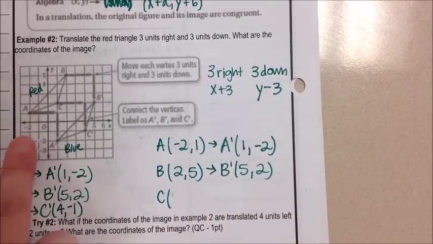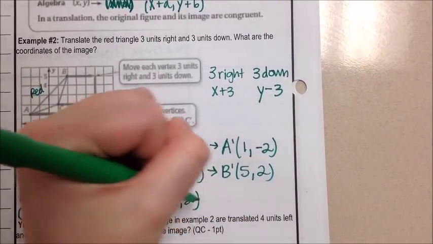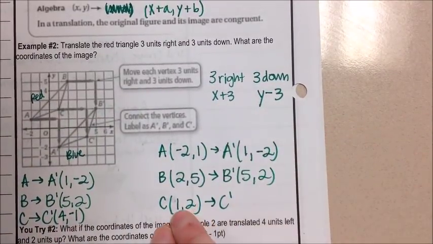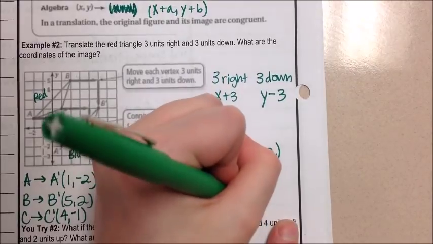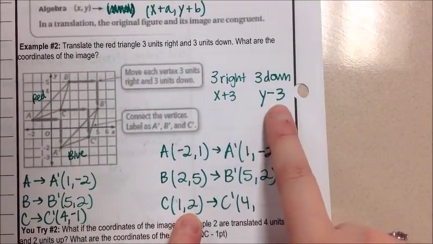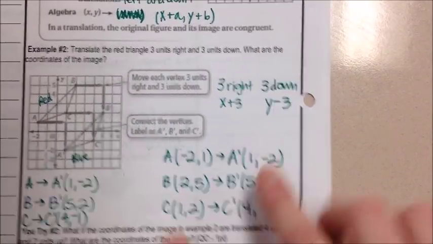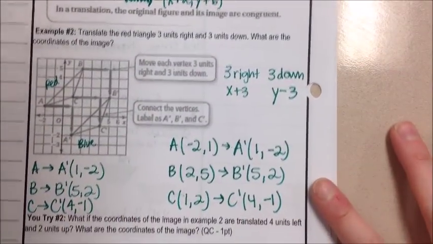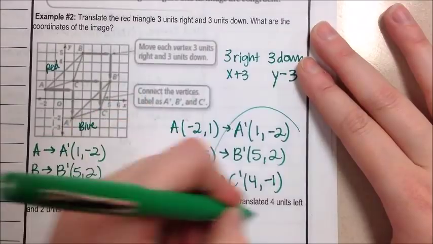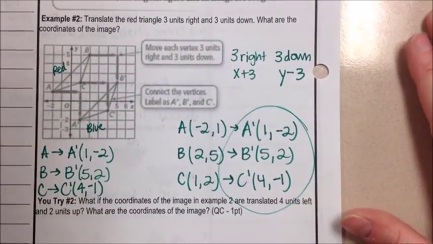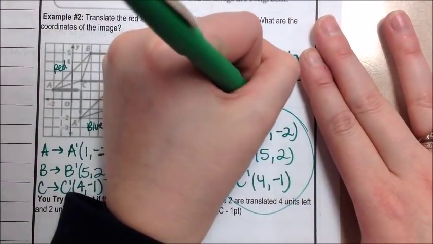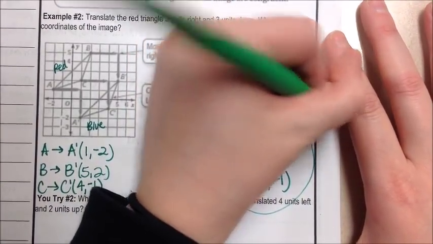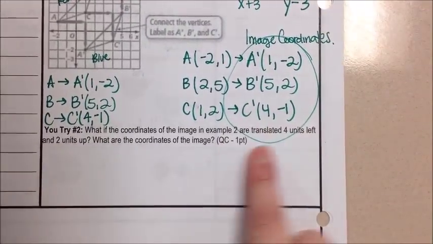And then I had C, which started at 1, 2. And I'm going to add 3 to my x coordinate, which becomes 4, and subtract 3 from 2. 2 minus 3 is -1. Okay? So those would be the coordinates of my image. Okay, so these are my image coordinates. Okay, go ahead and do the U-try.